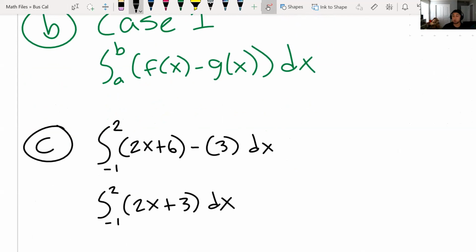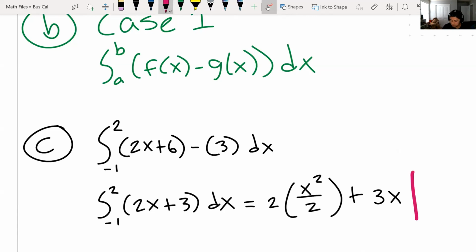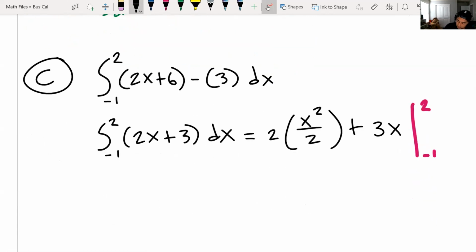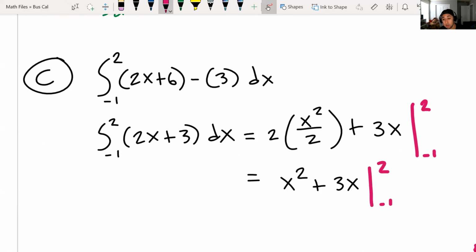We are now ready for the antiderivative, which means that this will become 2 times x squared over 2 plus 3x, evaluated from -1 to 2. Then you get x squared plus 3x evaluated from -1 to 2.